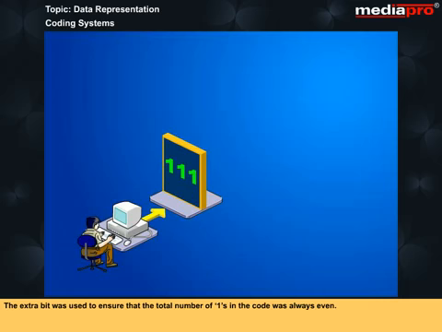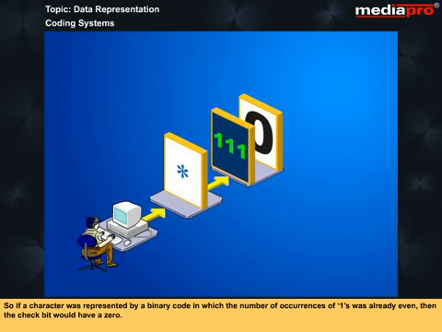The extra bit was used to ensure that the total number of ones in the code was always even. So, if a character was represented by a binary code in which the number of occurrences of ones was already even, then the check bit would have a 0.